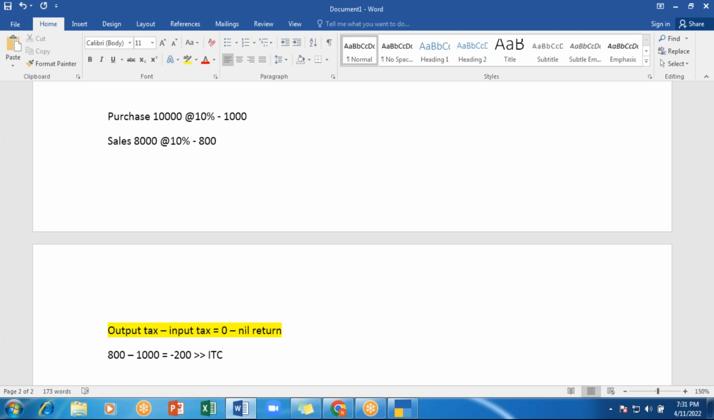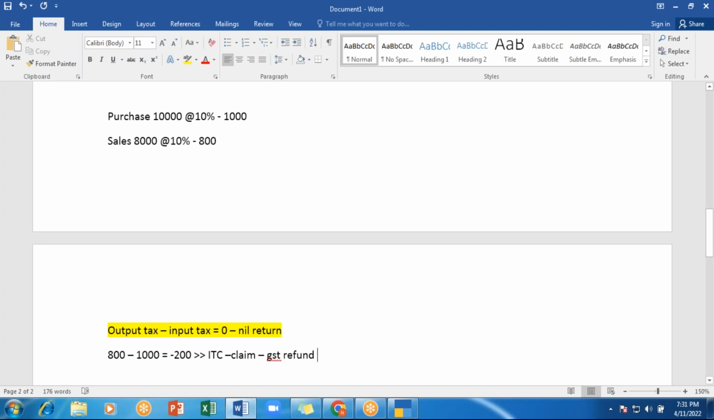What does this ITC mean? Input tax credit. What am I going to do? I'm claiming. Claiming means what? I'm asking the GST department for the refund, saying I paid 200 extra in the month of April from my pocket. So I'll ask the GST department to pay me this 200. This is called ITC claiming. Claiming of refund for the money which I paid extra from my pocket.